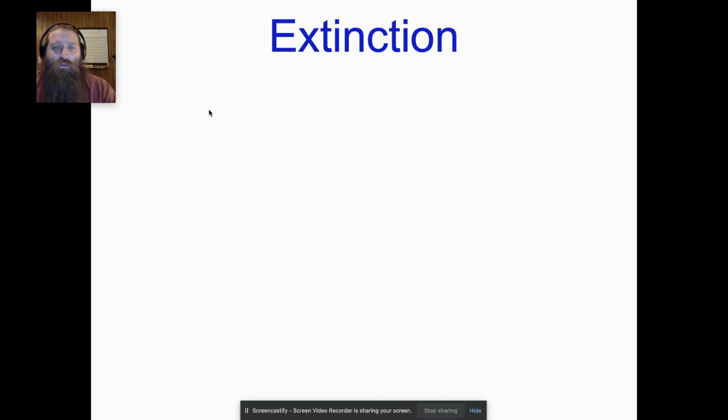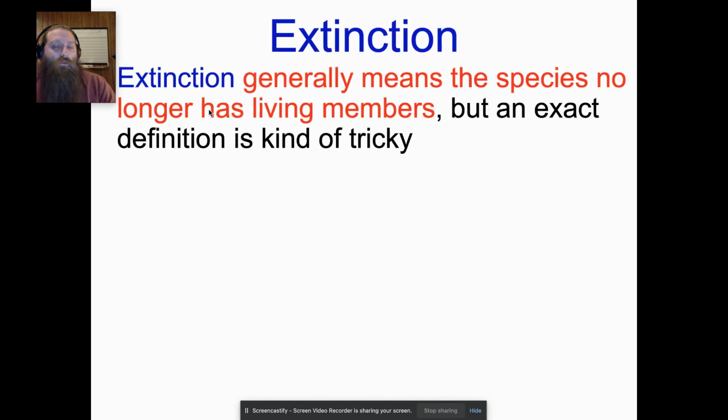So let's talk about extinction events. When we say the word extinction, we mean that the species no longer has any living members. Now, that seems kind of obvious, but remember, it's kind of hard to find all of the species, right? Or all of the members of the species, and make sure that they're all dead. So sometimes we think something's extinct, and then later we have to take it off the extinct list.